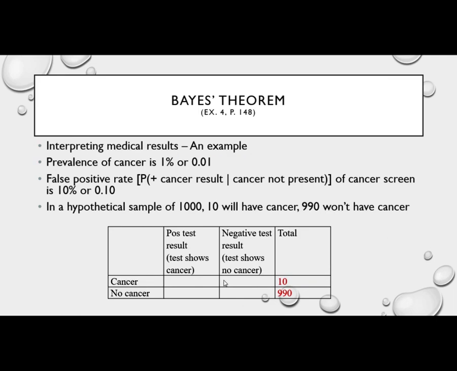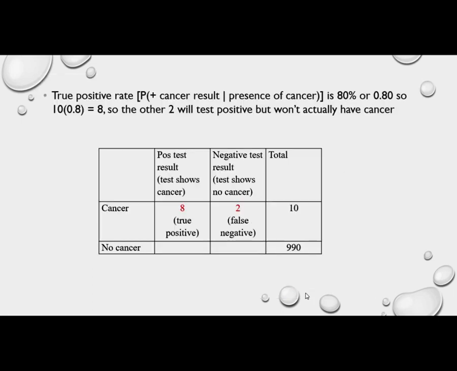Interpreting medical results. So the prevalence of cancer is 1% or 0.01. The false positive rate, so the probability of a positive cancer result given cancer not present of cancer screen, is 10% or 0.10. In a hypothetical sample of 1,000, 10 will have cancer, 990 won't. So here we have 10 with cancer, 990 with no cancer.